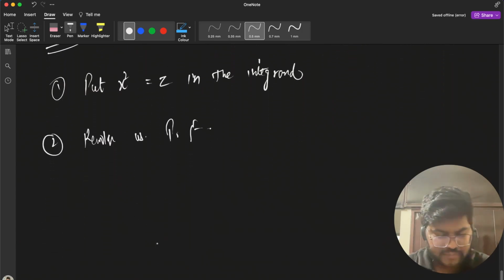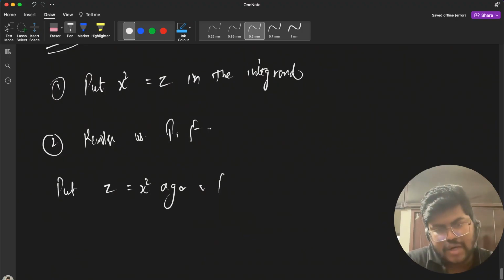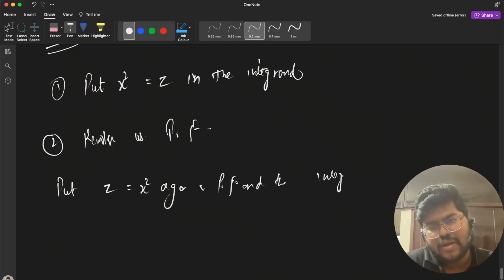Then put z equal to x square again in the partial fractions and then integrate both sides.